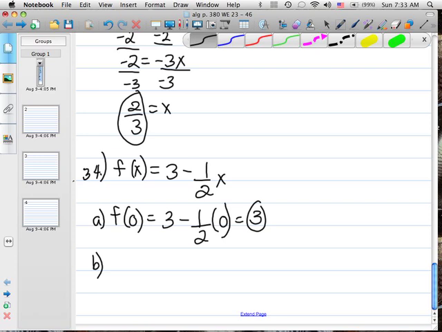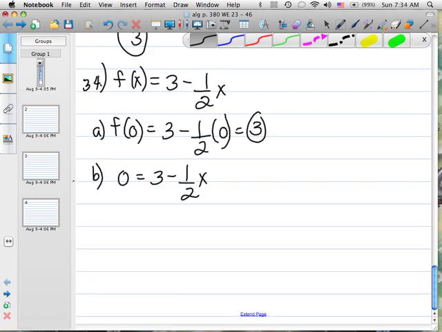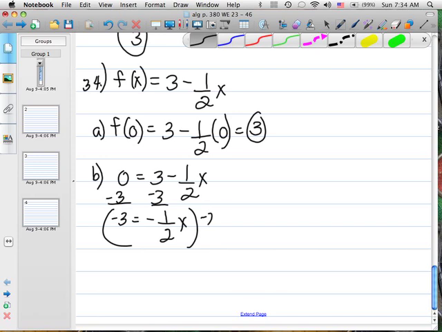Part B, set this function equal to 0. So 0 equals 3 minus 1/2 x, and solve for x. So we undo subtraction first, subtract 3. We get negative 3 equals negative 1/2 x. Multiply both sides by negative 2. And we get 6 equals x, with negative 2 and the negative 1/2 cancel out.